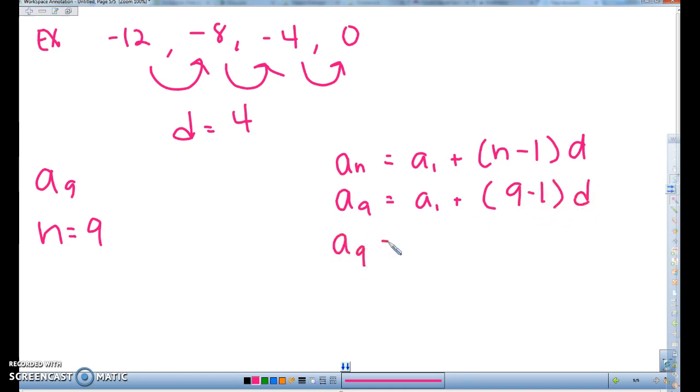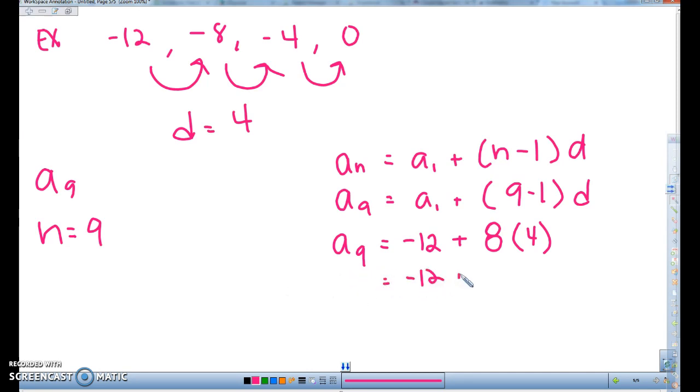So there's a few things I can plug in, a few values I know. I know the first term of my sequence is, yes, -12. I know that 9 minus 1 is, hopefully you know it's 8. And I know that my common difference, d, is, good, 4. So I can plug in, or I can go ahead and find a sub 9.